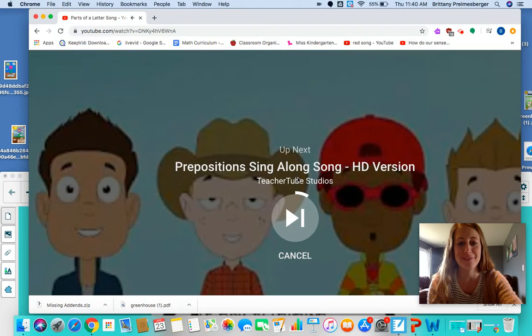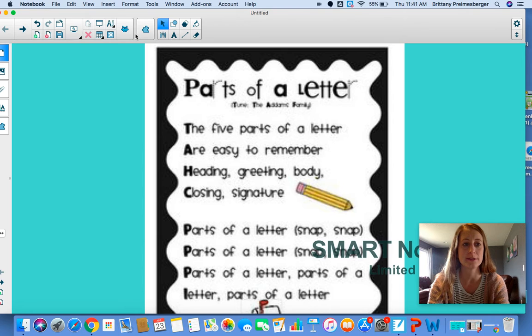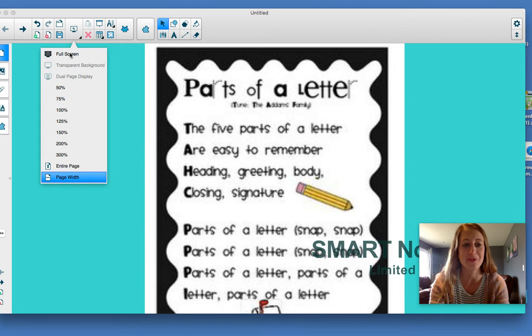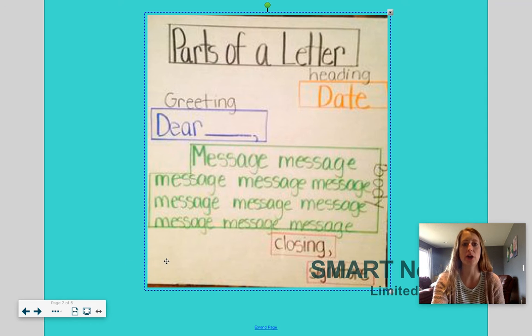All right, just kind of a fun song to get us thinking about the different parts of a letter and to help us remember. Songs always help me remember, so hopefully that's helpful for you too. So now we're going to learn what the parts of the letter are.